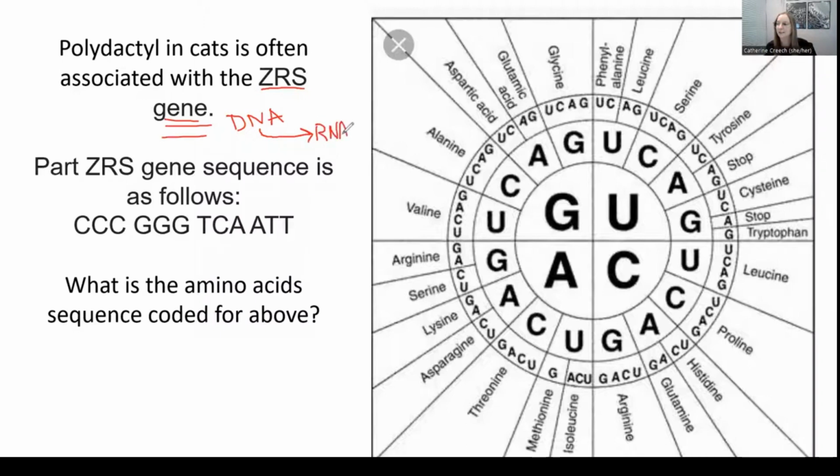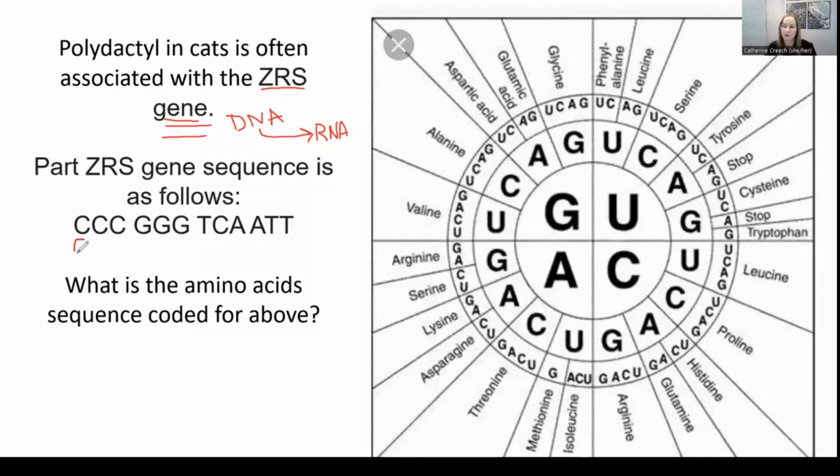So if the gene has this sequence, I know that this is DNA and I want to transcribe it to RNA, and then I'm going to use my codon charts. I also have a different hint here that this is DNA, and I can tell it's DNA because it includes the T. So only DNA has T, RNA is going to use U. So I'm going to transcribe this into RNA.